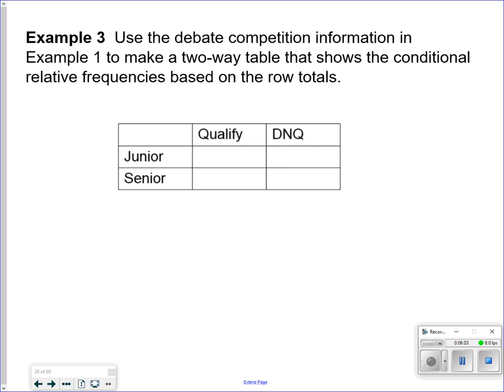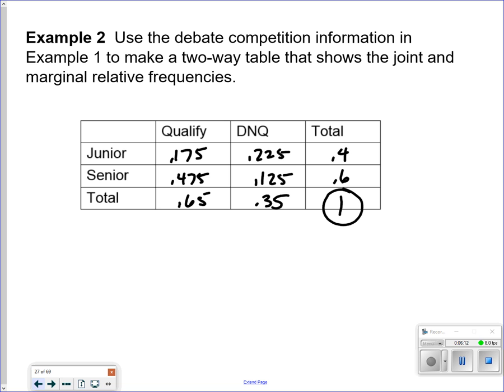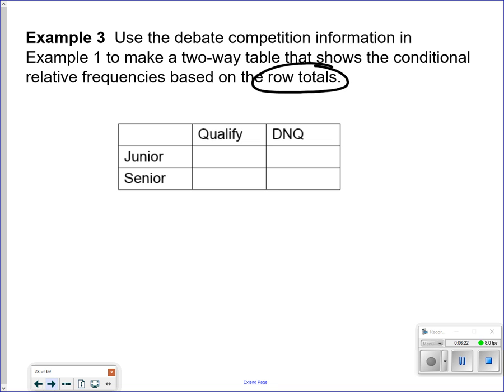So the conditional one is, again, based on the row total. So they're telling you where to do your basis. So I'm going to have to go back to the previous slide. And what this means is the number that qualified out of the total number of juniors, because we're basing it on the row. So in that particular cell, you're going to take 0.175 divided by 0.40. And so that's the answer to the conditional relative frequency.